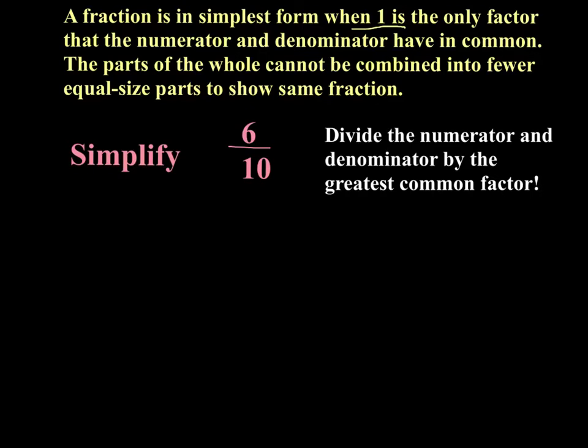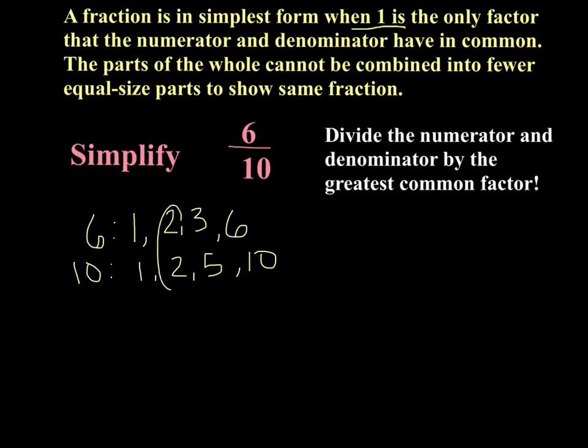For example, let's look at 6/10. All right, what I'm going to do is I want to list my factors of 6. I have 1, 6, 2, and 3. My factors of 10 are 1, 10, 2, and 5. What is the greatest common factor that they share? I know they both share 1, but that's not the greatest.